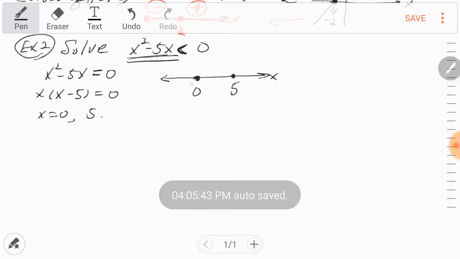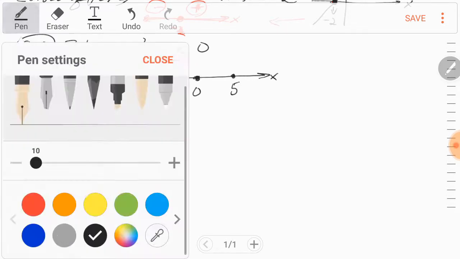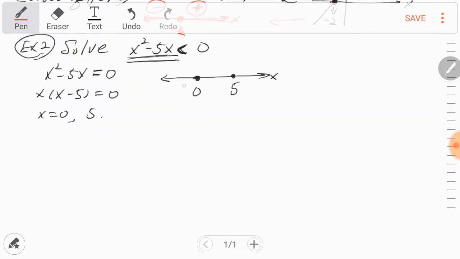Let's select any point from each interval. Let's use negative 1. Then negative 1 squared minus 5 times negative 1 is 1 plus 5, which is 6. This is positive, right? So this will be positive.